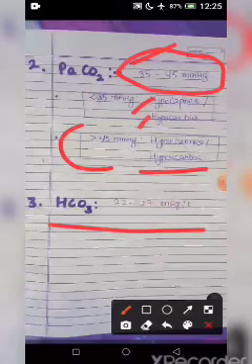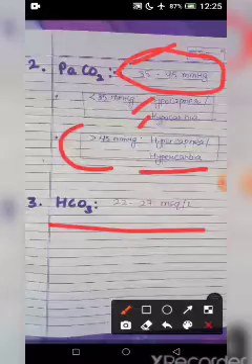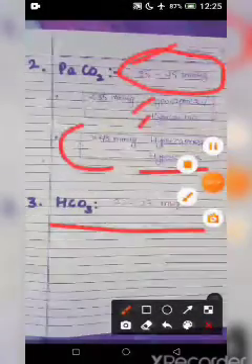Next we will discuss the bicarbonate levels. The normal value of bicarbonate level in the blood is 22, and somewhere 21 is also mentioned. So 22 to 27 milliequivalent per liter is the normal value of the bicarbonate.